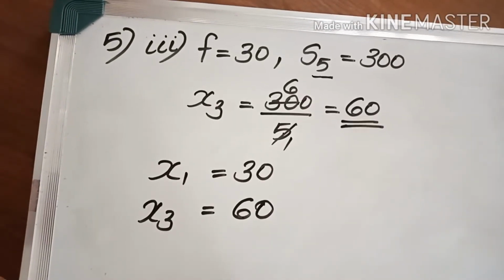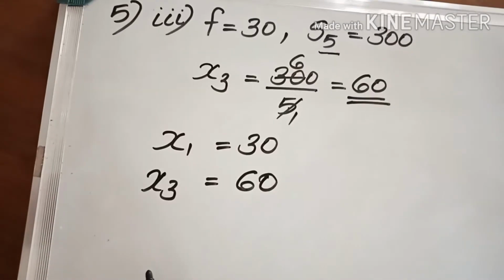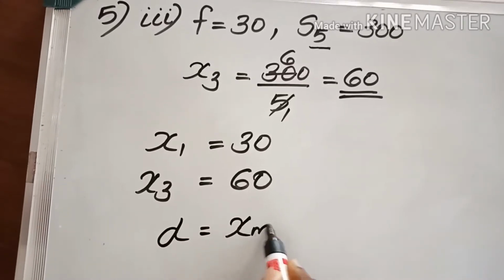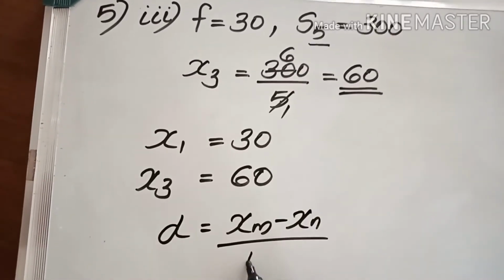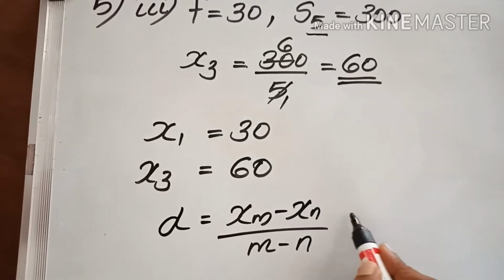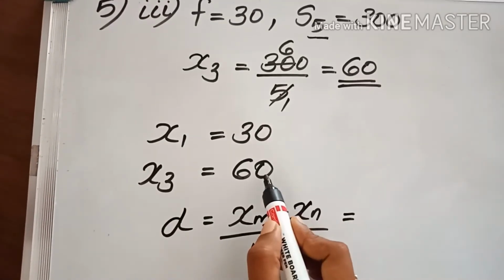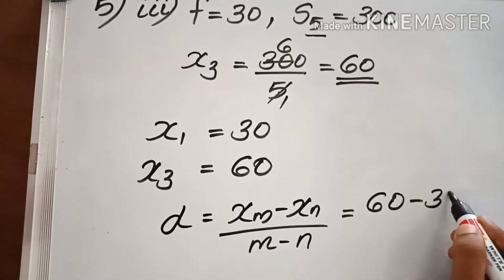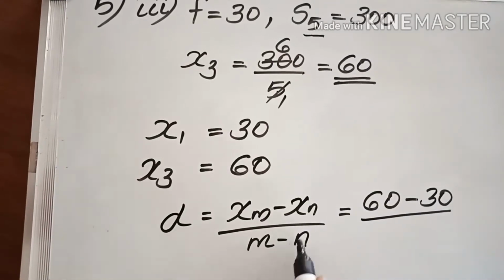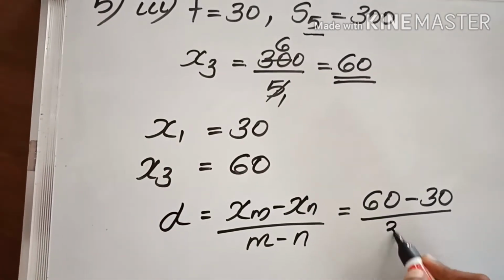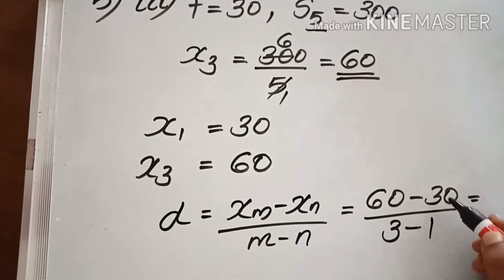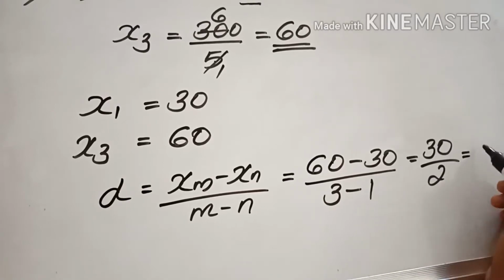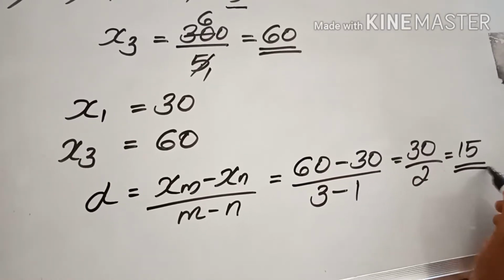We have to find the first 3 terms here. So how will we find the common difference? What is the equation? d equals xm minus xn divided by m minus n. Here xm is the term in the highest position, that is 60, minus 30, divided by m minus n, that is 3 minus 1. So 60 minus 30, the answer is 30, divided by 2. The common difference is 15.